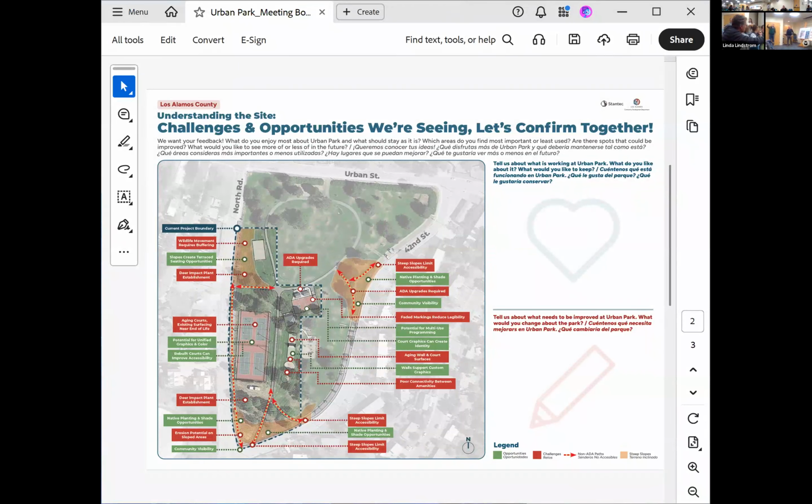Yes, ma'am, you had a comment? Oh, I was just going to say, a lot of us are here for tennis. And a big reason why this is such a focal point for tennis is because it is the only lit courts in Los Alamos on the hill.